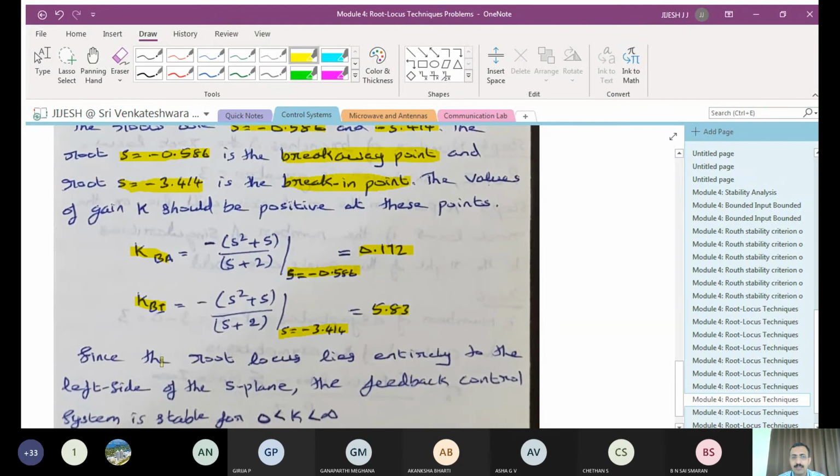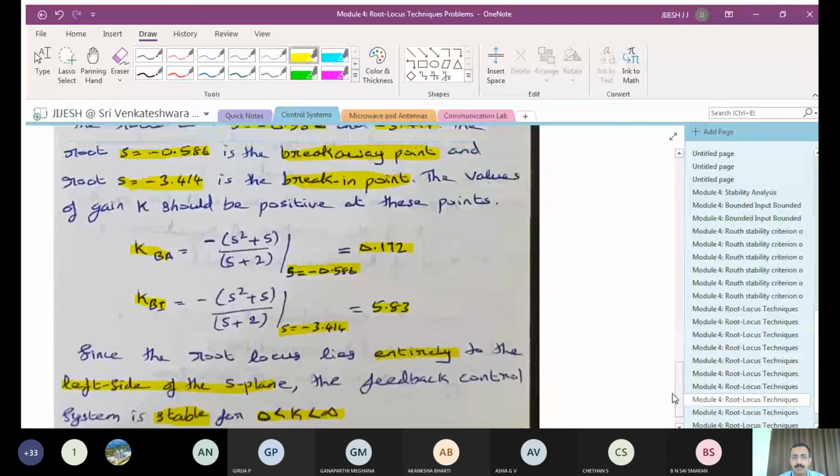So what you can say here is, since the root locus lies entirely on the left side of the S-plane, the feedback control system is a stable system. So the system is stable provided 0 is less than K less than infinity. All of you find out the value of K at the breakaway point and also the value of K at the break-in point. So you get it as 0.172 as well as 5.83.